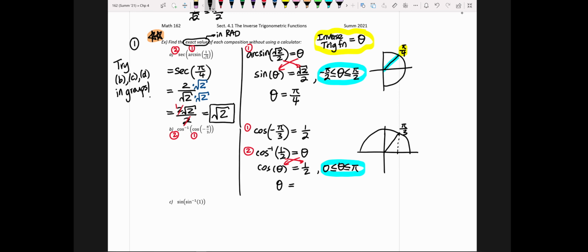That's right. Because at pi over 3, your cosine value is 1/2. And pi over 3 is between 0 and pi. So it satisfies both the equation and the restriction. That's correct.